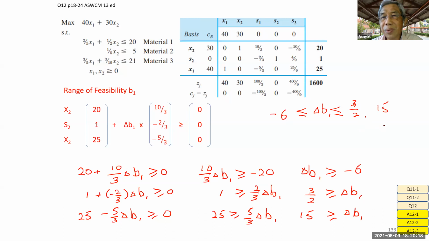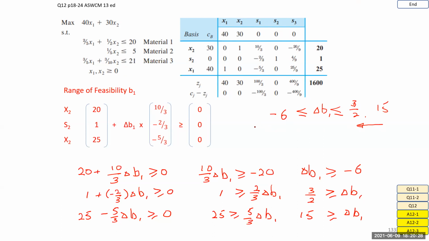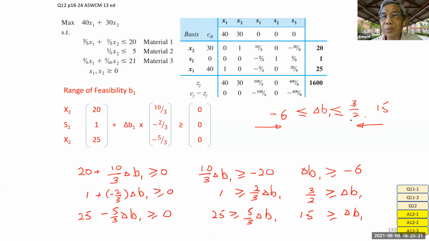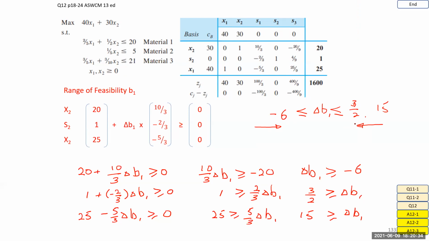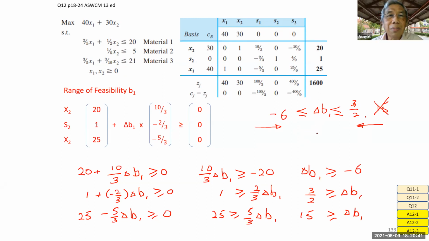Whenever we have more than one upper bound, choose the lower value. Whenever we have more than one lower bound, take the greater value. So which one to choose? 3 over 2. So now this is actually the amount of change, but the original is 20. That means 20 can go up by 3 over 2, and can go down by minus 6.